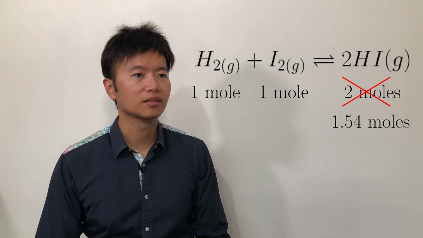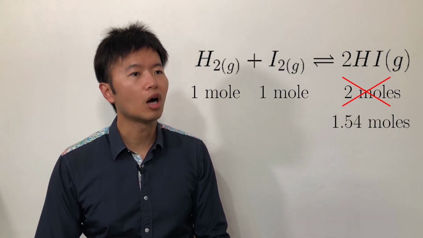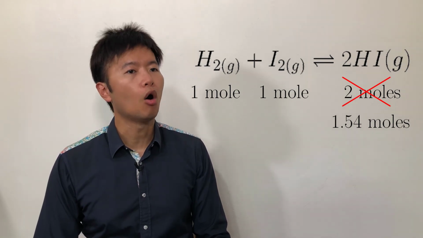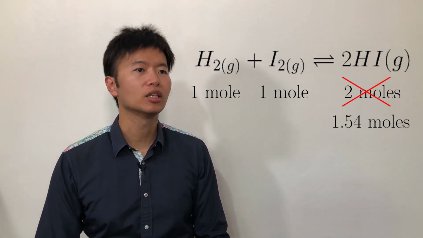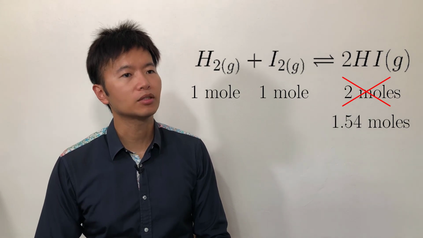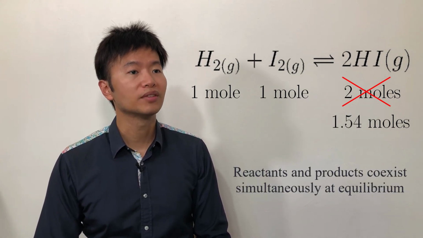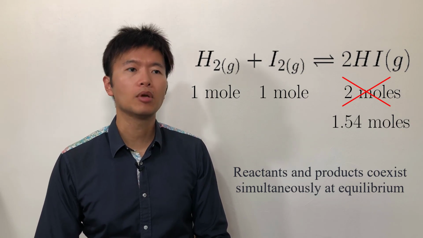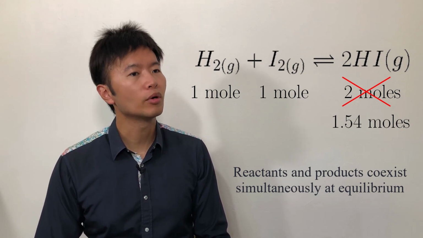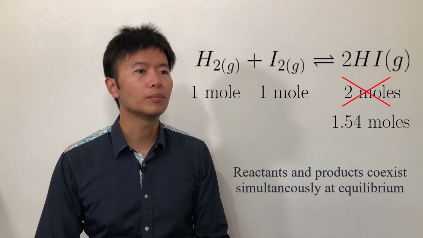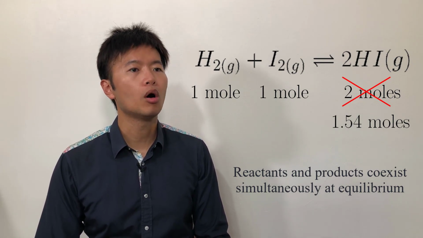This suggests that the reaction does not go to completion. We did not get all of the hydrogen iodide that we may have expected to occur. Instead, we observe that reactants and products can coexist simultaneously at specific observable concentrations or pressures.